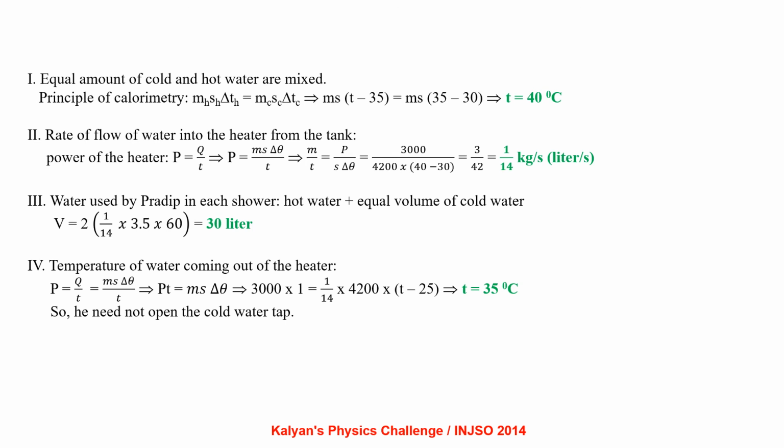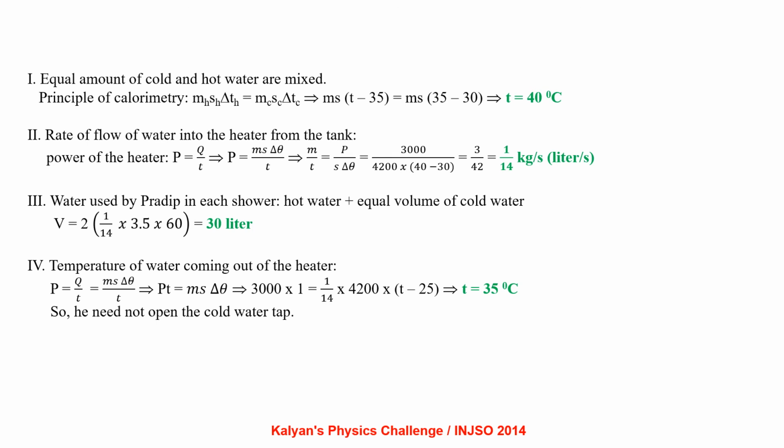Rate of flow of water into the heater from the tank: power of the heater P equals Q by T, from which we get P equals ms delta theta by T. From there M by T equals P by S delta theta. By substituting the values, we have M by T equal to 1 by 14 kg per second or liter per second. Water used by Pradeep in each shower: hot water plus equal volume of cold water. So V equals 2 times 1 by 14 into 3.5 into 60, that comes out to be 30 liter.